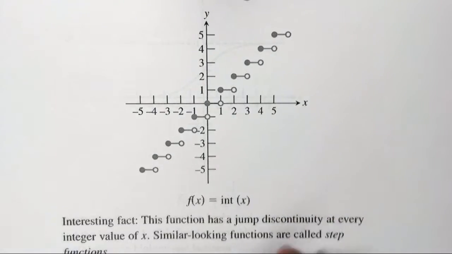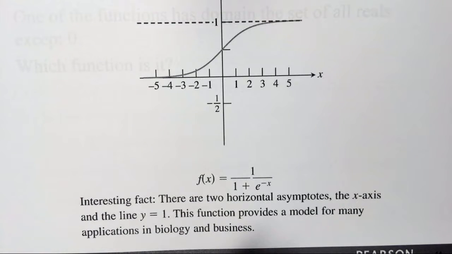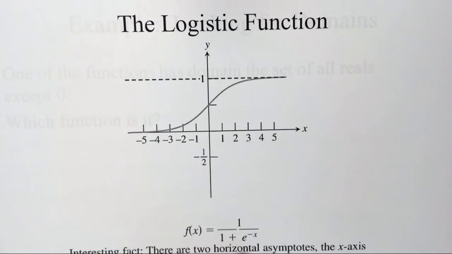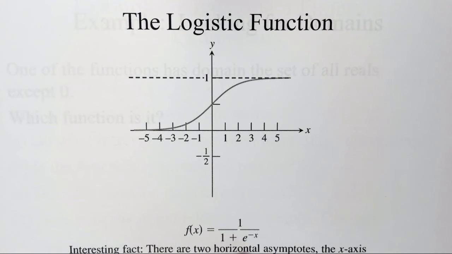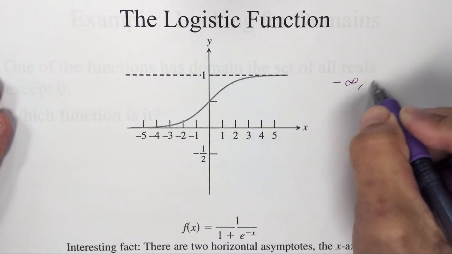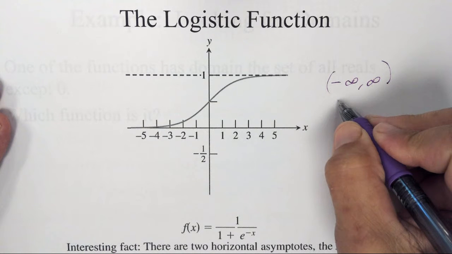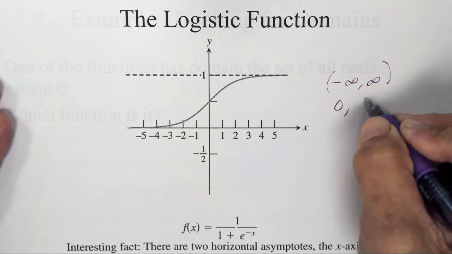Find the one that says the logistic function. Domain. All real numbers. Range. Parentheses or brackets?